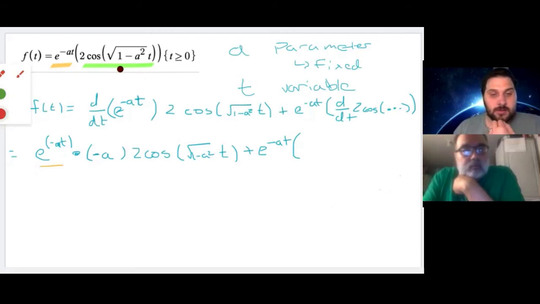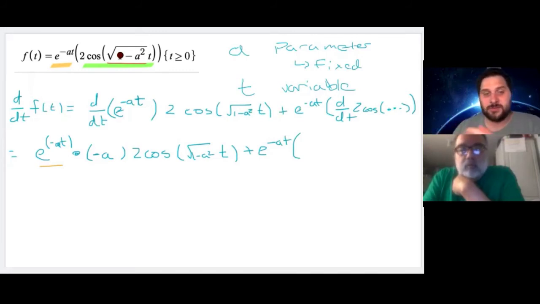This thing here, this square root of 1 minus a squared, you might think, oh, I'm going to have to be doing more chain rules with that thing, but it's not. That's a number. This whole thing is a number. I'm treating it like a fixed value for the purposes of taking the derivative with respect to t.